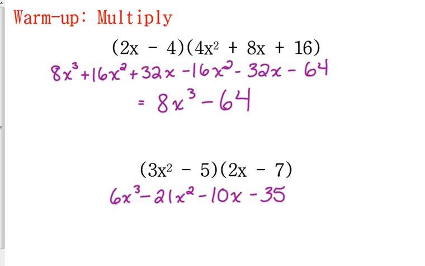Nothing canceled, nothing combined. We ended up with four terms. The highest power was degree 3. We haven't factored anything like that so far. So we're going to look at how to factor these today. How do we get from here to here? How do we go backwards with this? It's not as hard as it looks.